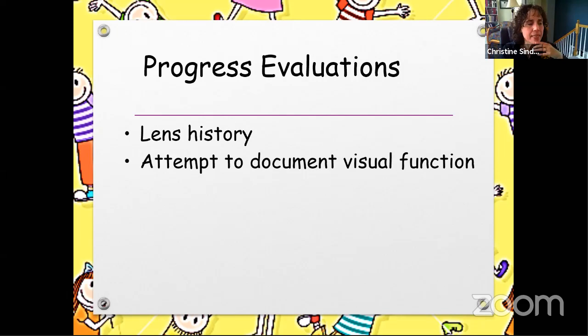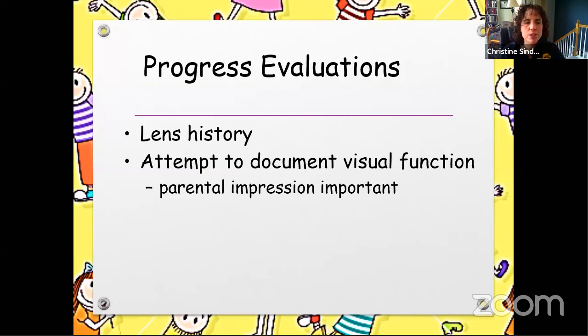Attempt to document any visual function. So even in a small infant, you want to document if the child is tracking with that one eye, if they have a blink reflex, any visual function that is appropriate for the disease that you're working with. And the parental impressions are important. So make sure you write things into the chart, things like the parents say that the child follows the dog across the room, or the child can pick up cereal off of the dinner plate, things like that.